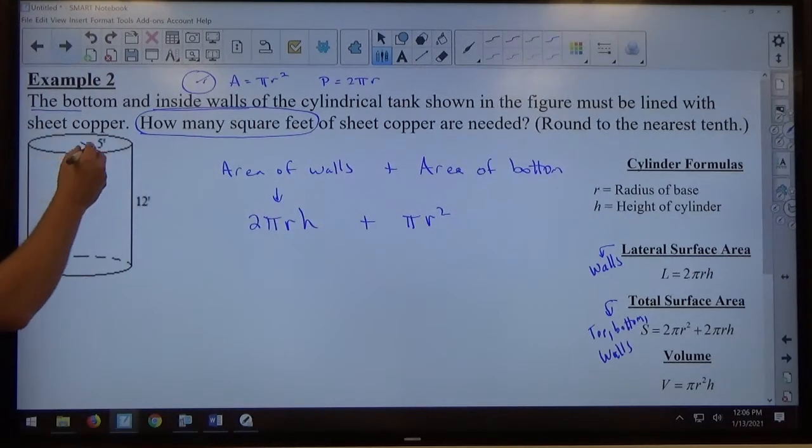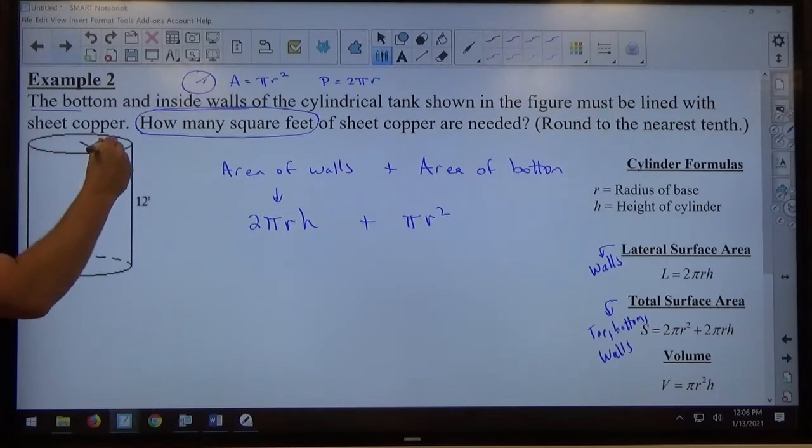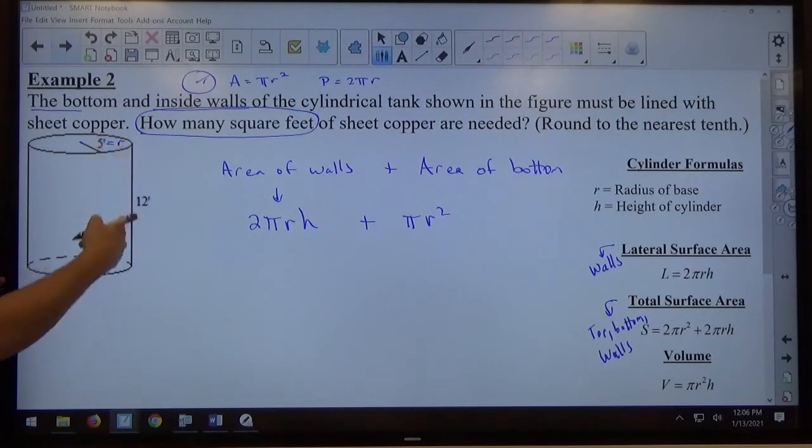So I need to establish what these numbers represent. This is from the center to the edge, so that's a radius. This is from circle to circle, this is height. So the 2 numbers we need for our formula are just going to be staring us right in the face in this picture. So now we substitute what we know.